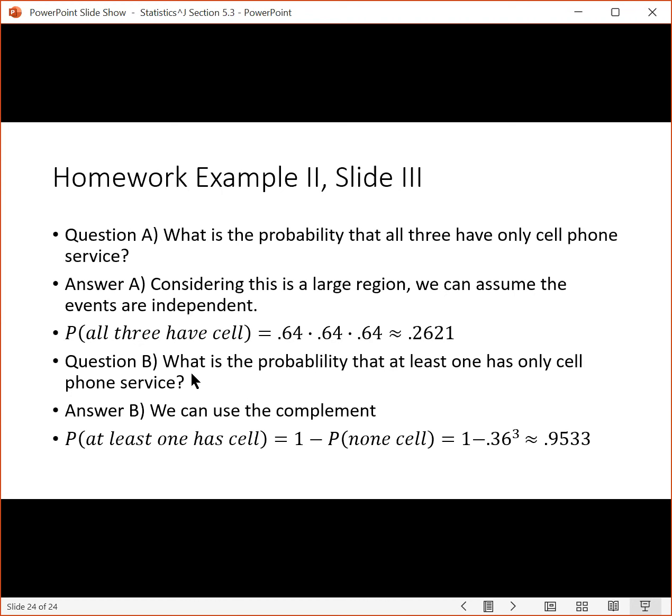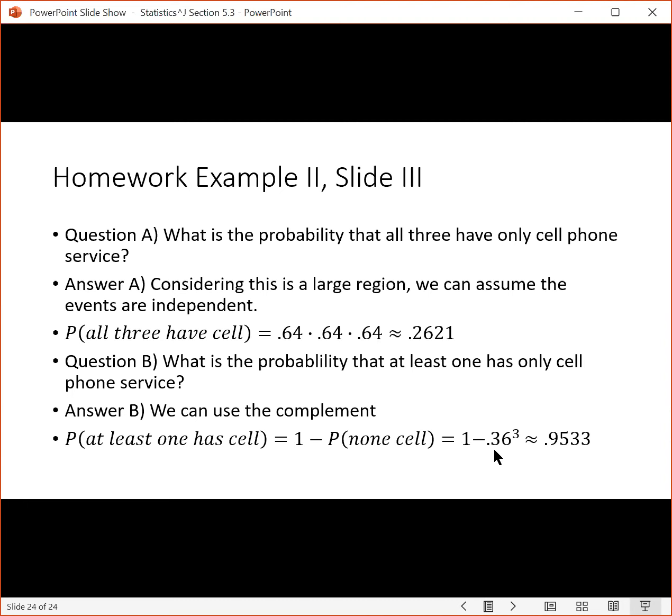All right. And then question B, what is the probability that at least 1 has only cell phone service? And there we want to use the complement. The probability of at least 1 having a cell is equal to 1 minus the probability that none have a cell. And to find the probability that none have a cell, that's the same thing as the first one doesn't have a cell, and the second one doesn't have a cell, and the third one doesn't have a cell, and each one of those is 0.36, right? So if it's a 64% chance that you have a cell, then it's a 36% chance that you don't.